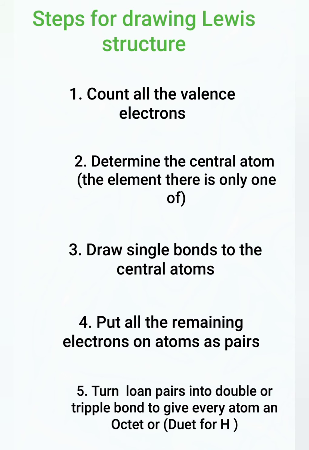Step 1. Count all the valence electrons. Step 2. Determine the central atom. That means the element that there is only one of. Third one, draw single bonds to the central atom. Fourth one, put all the remaining electrons on atoms as pairs. Fifth one, turn lone pairs into double or triple bonds to give every atom an octet, or a duet for hydrogen.